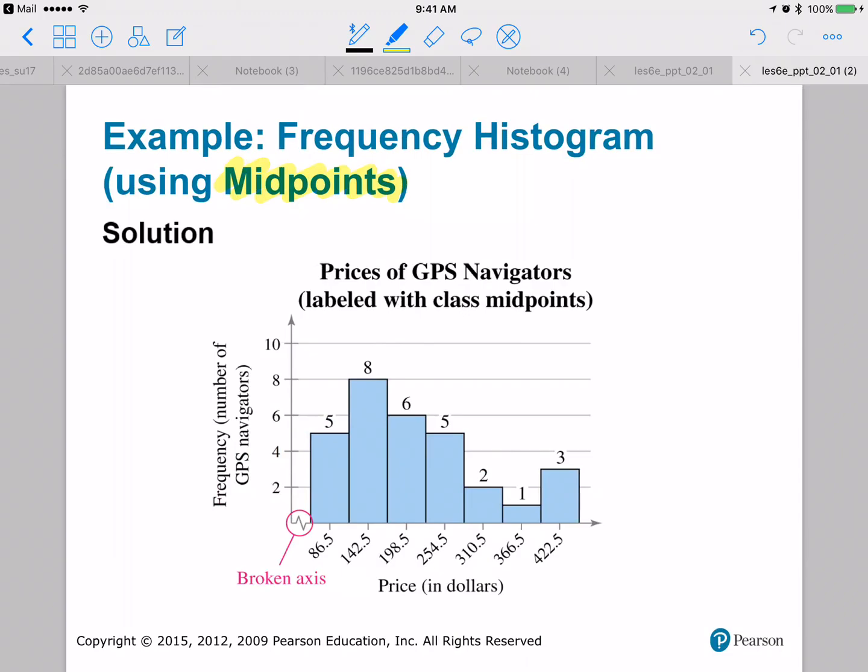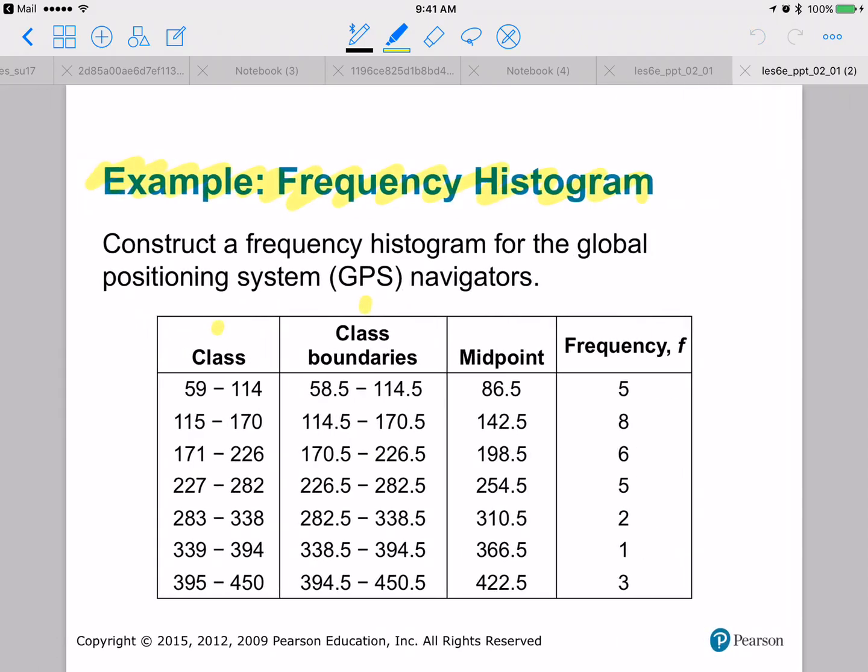The midpoint of each class is the center of your histogram bar. Okay? So you see the center of your histogram bar here is a midpoint. And how high the bar is depends on the frequency of that class. So you get an idea here. The second class had a midpoint of 142.5 and it has a height of 8.